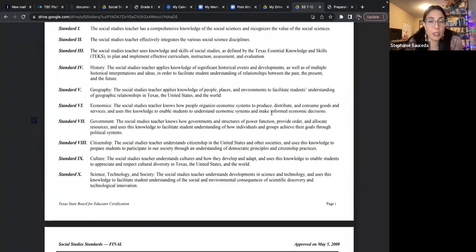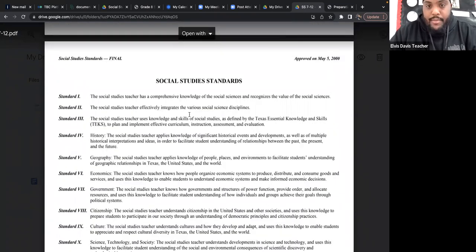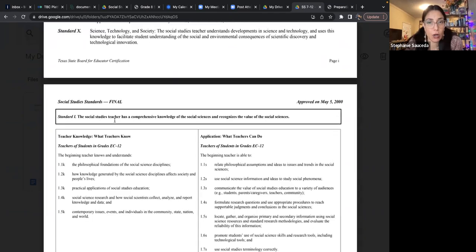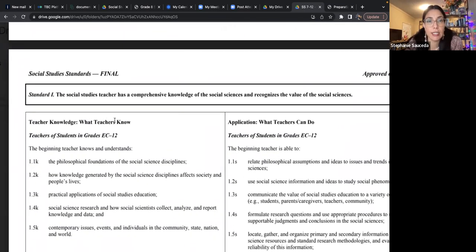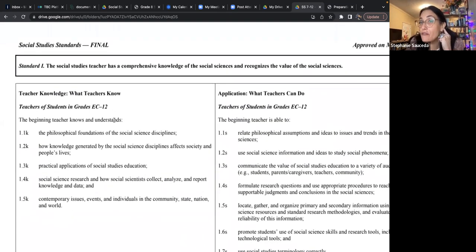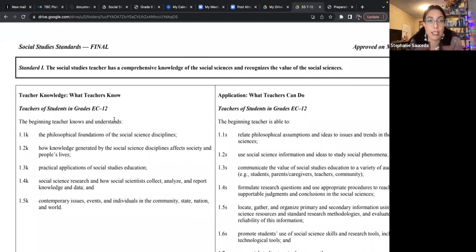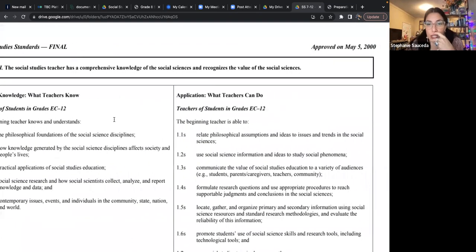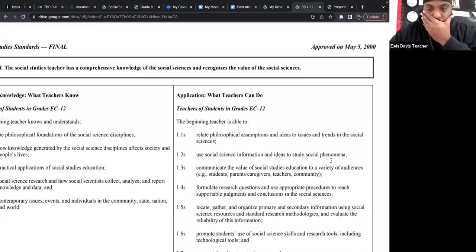So it begins with standard 1, standard 2, and standard 3. Standard 1: the social studies teacher has a comprehensive knowledge of social studies and recognizes the value of social studies. That's the overarching goal. So when you're reading those questions, think about what they are trying to do here. What is the goal for the teacher in the scenario? Use social science information and ideas to study social phenomena.